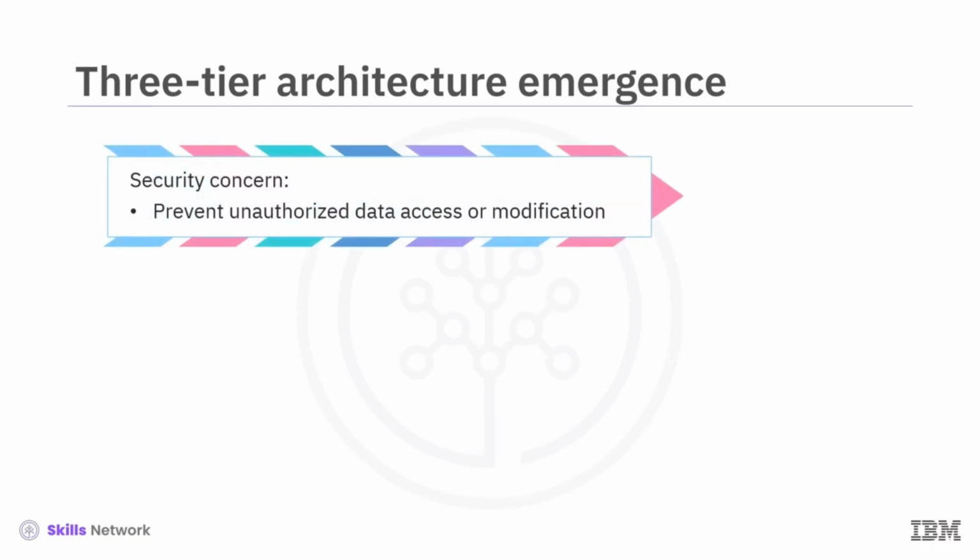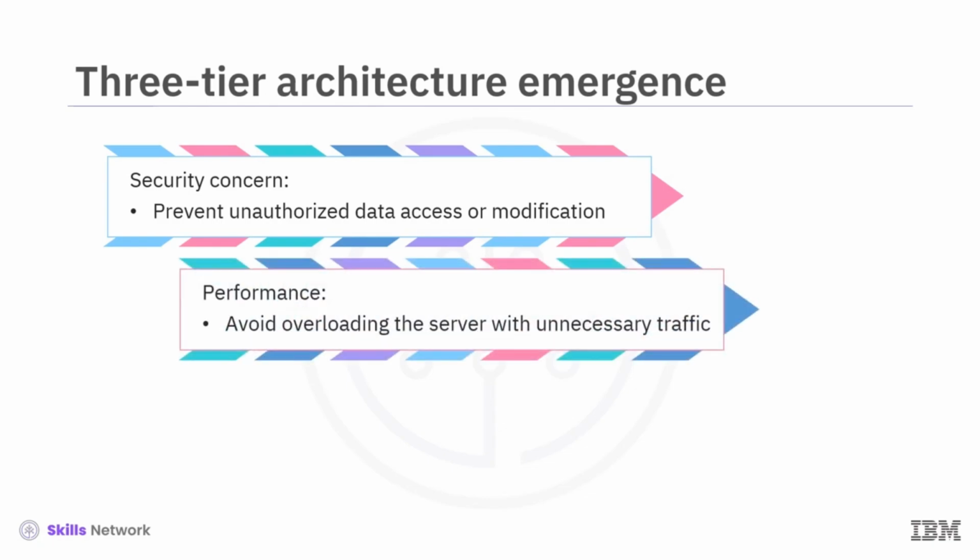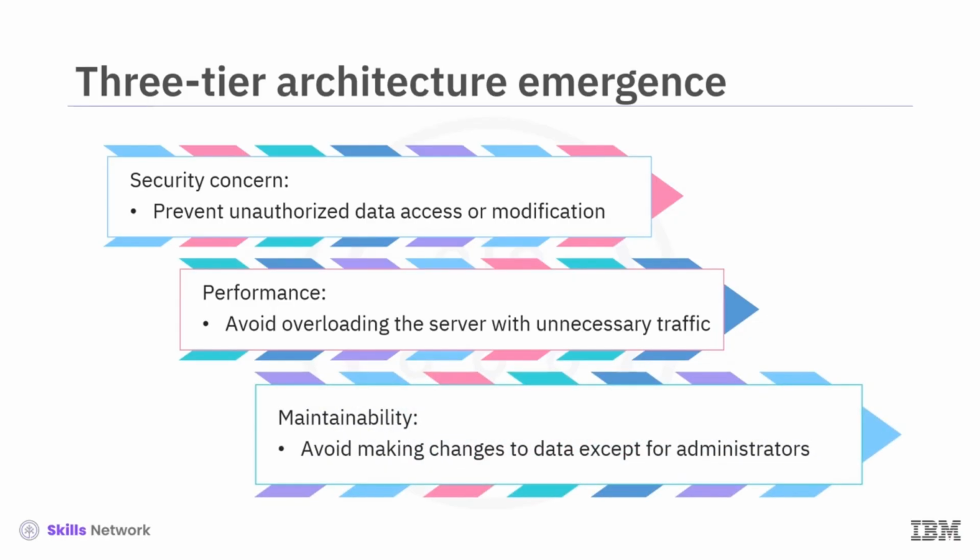A primary concern is security. Database servers contain sensitive data, so limiting access to authorized personnel is important to protect against unauthorized data access or modification. The next concern is performance optimization. Database servers are often critical components of applications, so it is important to avoid overloading them with unnecessary traffic. Lastly, maintainability is crucial, and administrators, with their training and experience, are entrusted with making changes to the database schema or data to avoid disrupting the application.